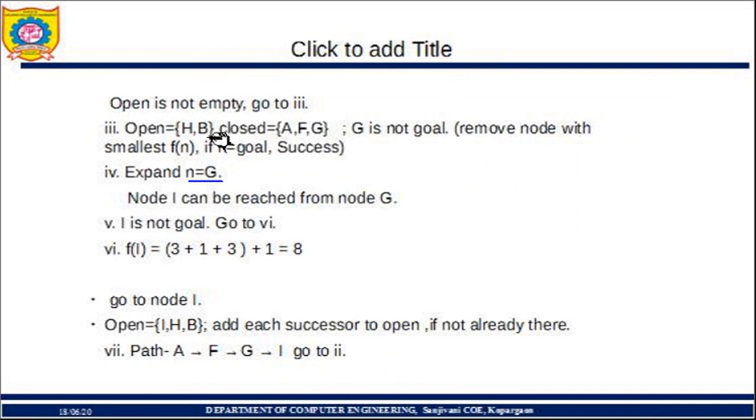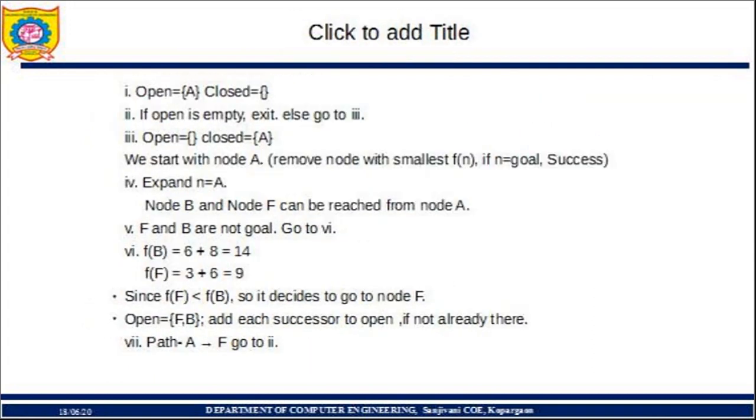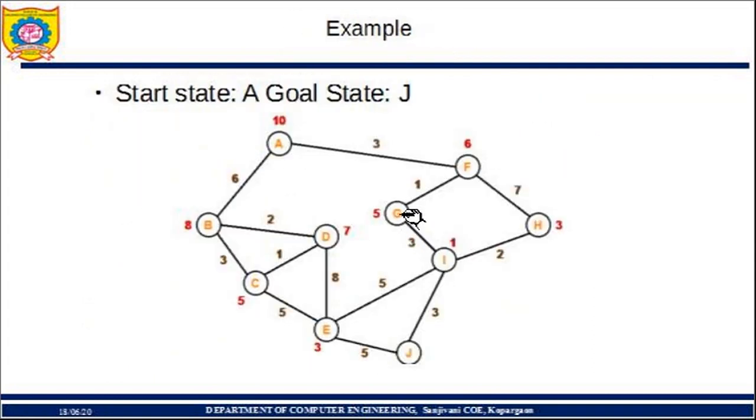So G I need to remove from open and put into closed. I am going to expand this G. What are the children of G? G has only one child, I. See, back in the diagram, G has only one child, that is I. So expand it and find F for I.